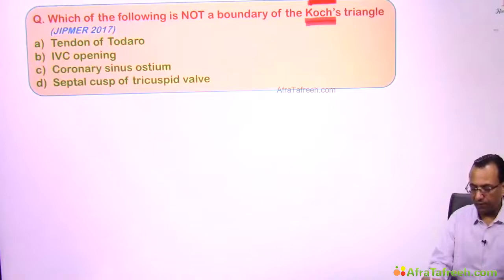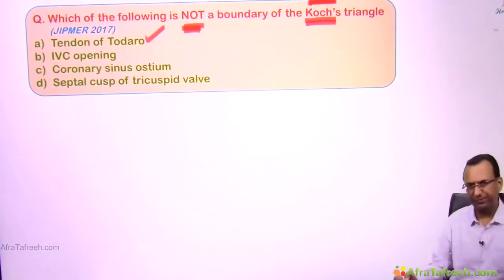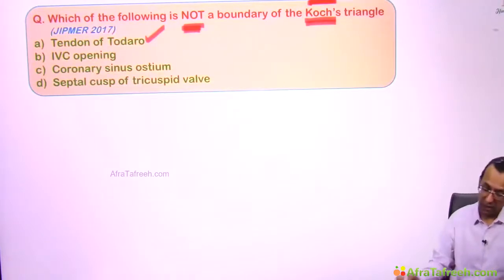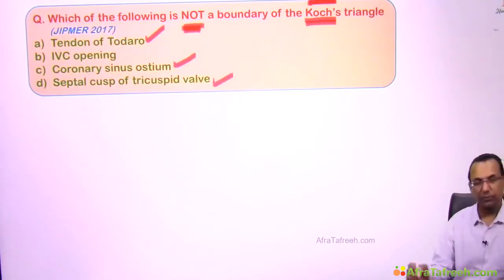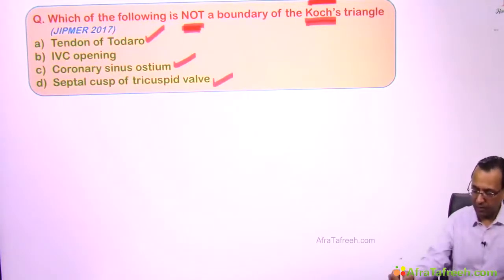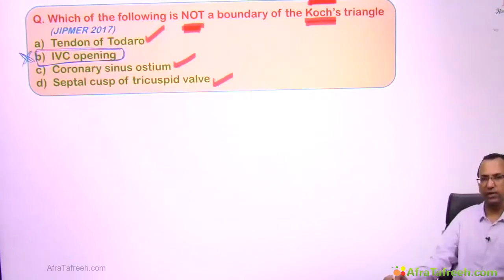So, what is not a boundary? What do you think could be the answer? You will see that there is a tendon of Todaro contributing, which is some collagen fibers attaching to fibrous tissue of the heart. And there is also the coronary sinus ostium, which is related, and the septal cusp of the tricuspid valve, but not the inferior vena cava. So, as you can make out, this is not a boundary, so that should be the answer.